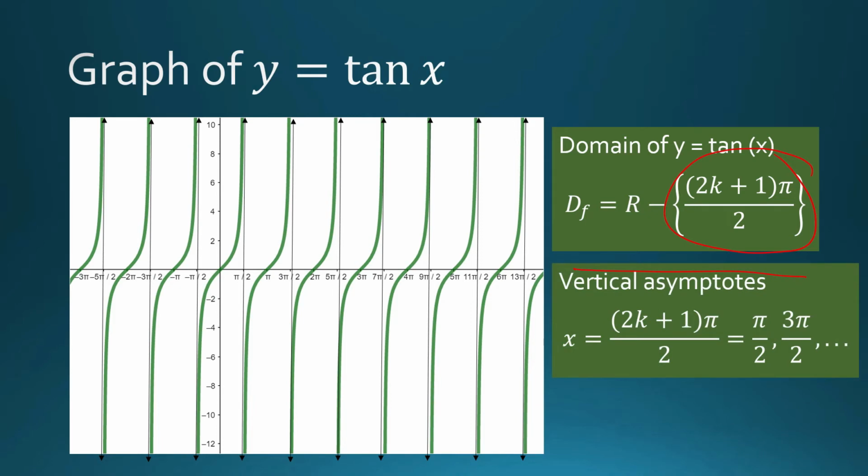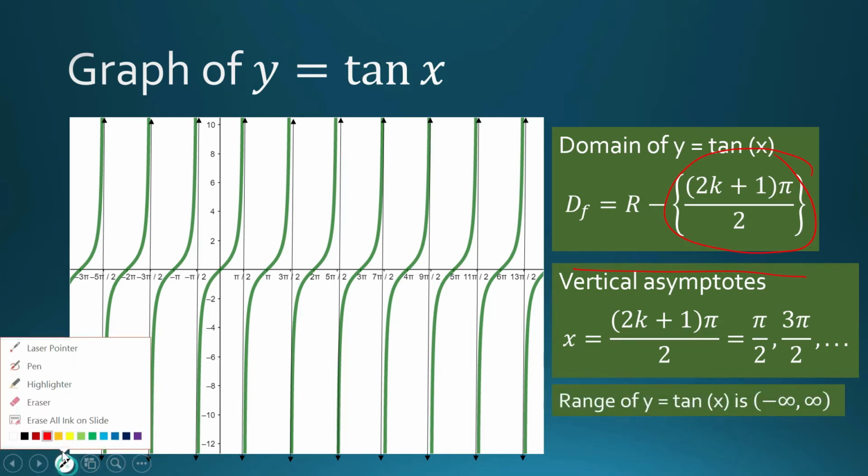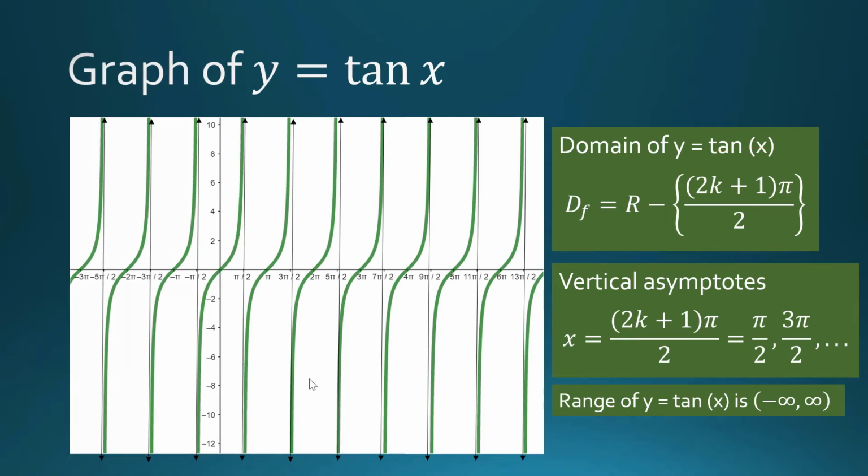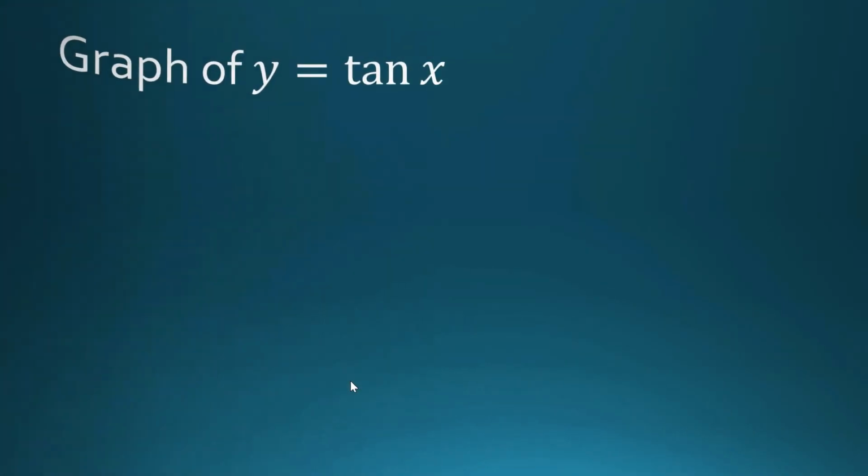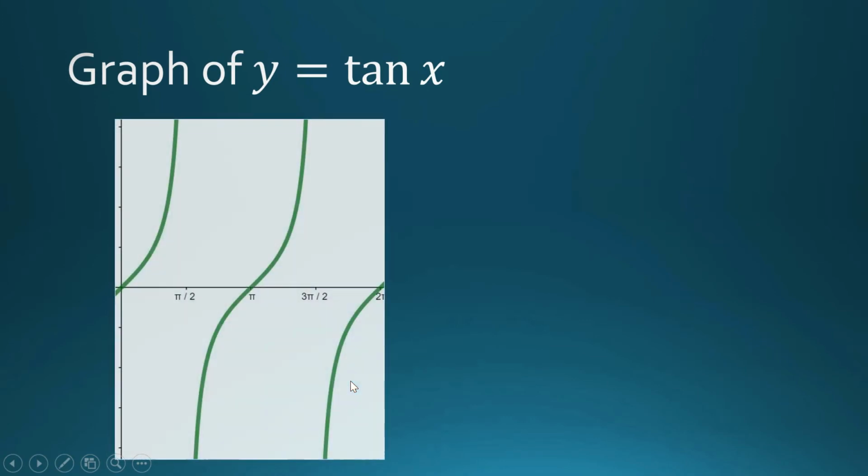You know what happens with the graph and the vertical asymptotes. You know how the graph behaves in relation to the vertical asymptotes. The range of our function y is equal to tangent of x is the set of real numbers. Let us pay attention only to the graph in the interval 0 to 2 pi. That corresponds to one revolution in our unit circle.